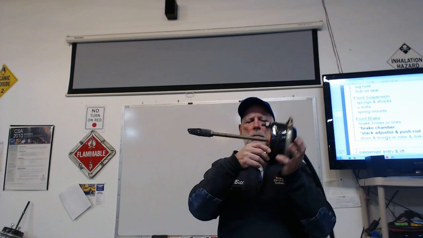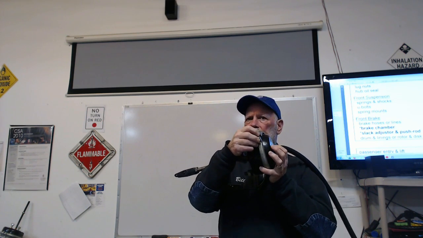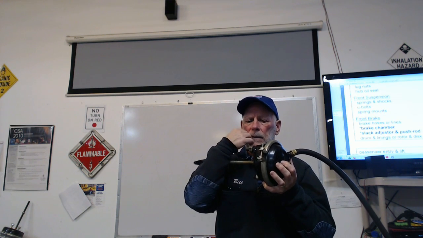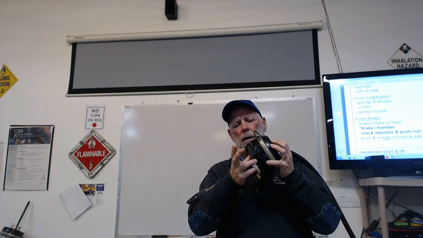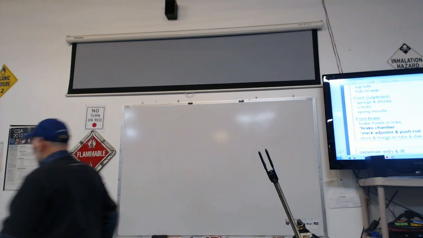Brake chamber, it mounts to a bracket, so make sure it's securely attached. The clamp that holds it together is tight, and those nuts and bolts are securely attached, not missing. The chamber itself is not cracked, bent, or damaged, and the chamber is not leaking any air. Then you have the push rod and the slack adjuster.